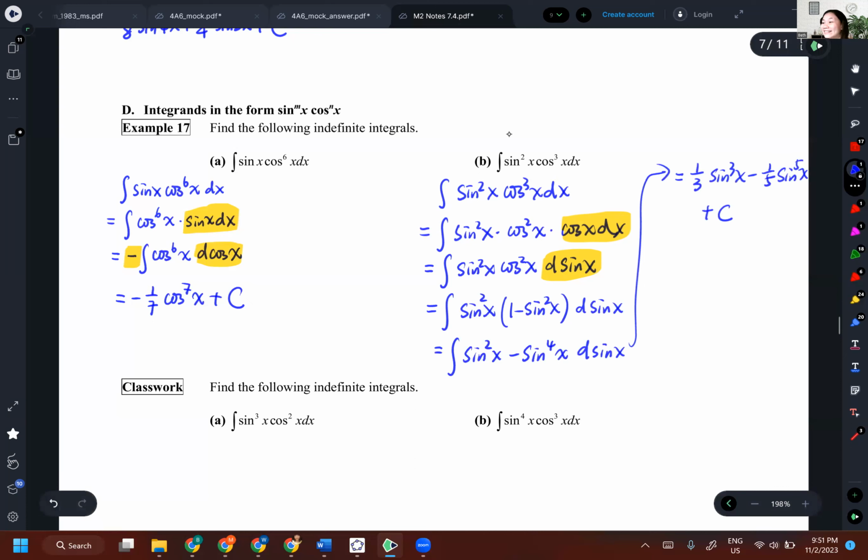Is that okay? This one will work when the power just works out that way. It's not like, oh, it's going to work out every time. It's not. Usually you will have an even power and odd power. Okay, make use of the odd power. You try the classwork and let me know when you're done.